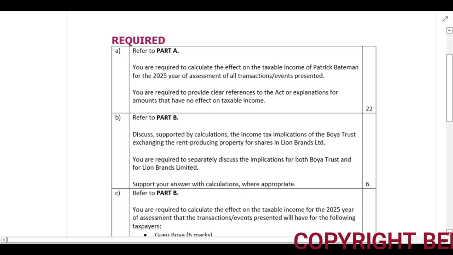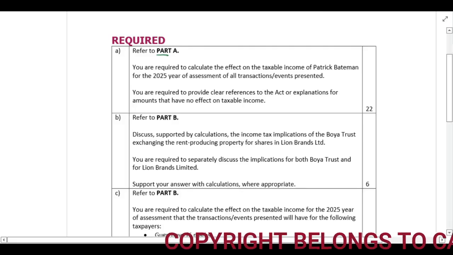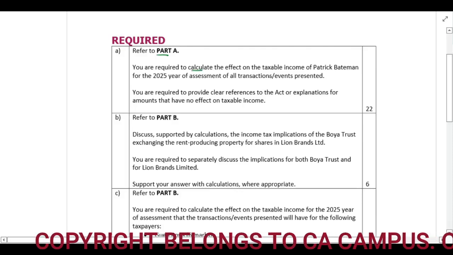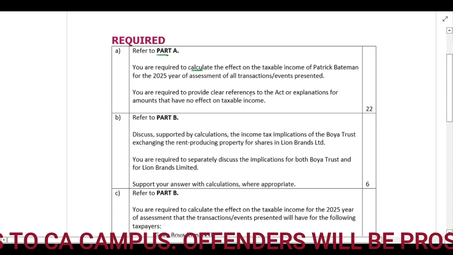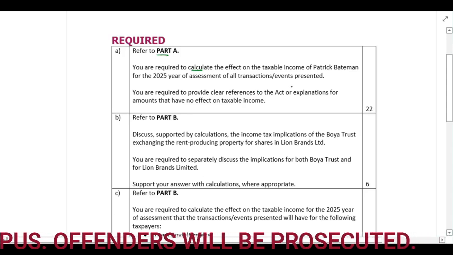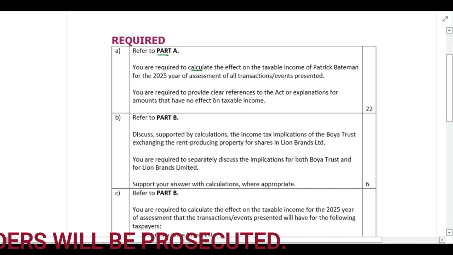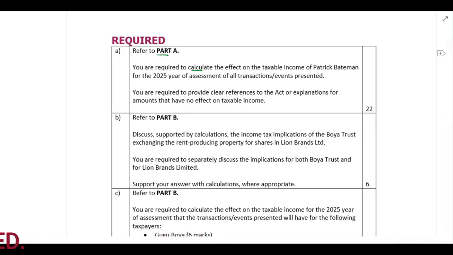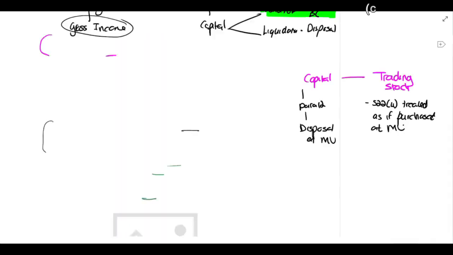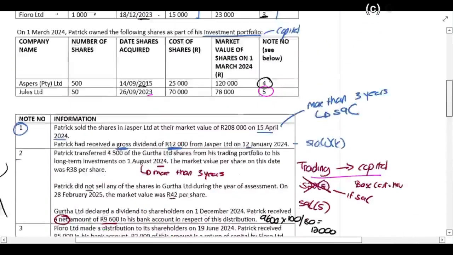Okay, let's look at the required. For part A, it says you are required to calculate the effect on the taxable income of Patrick Bateman for the 2025 year of assessment of all transactions or events presented. You are required to provide clear references to the Act or explanations for amounts that have no effect. Okay, so remember now what happens with Patrick Bateman.